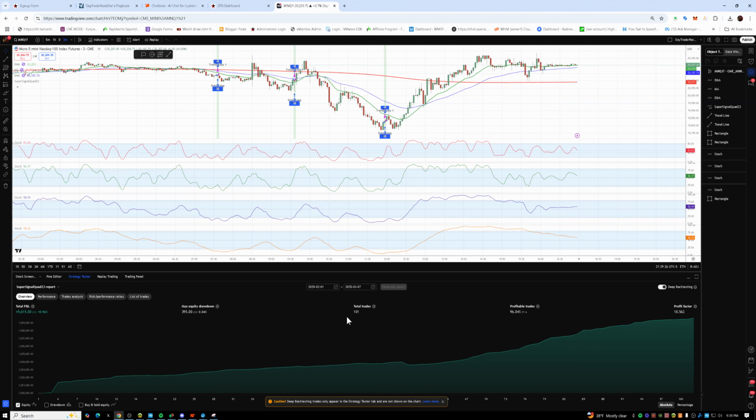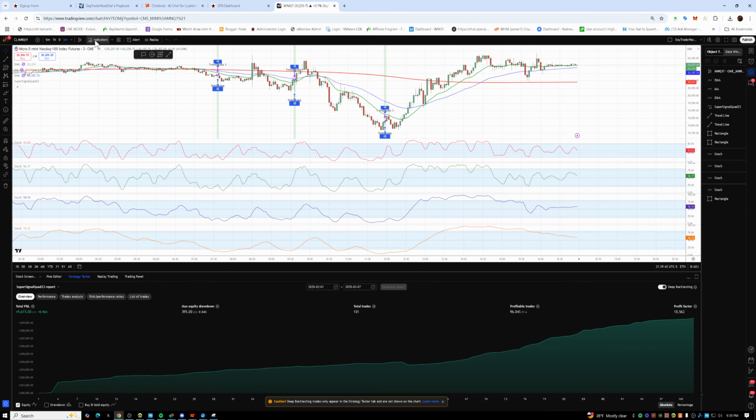All right, so this is going back a month. Still 96% profitable, 101 trades. Max equity drawdown, 395. That's awesome. Ben, you could go through all this stuff.